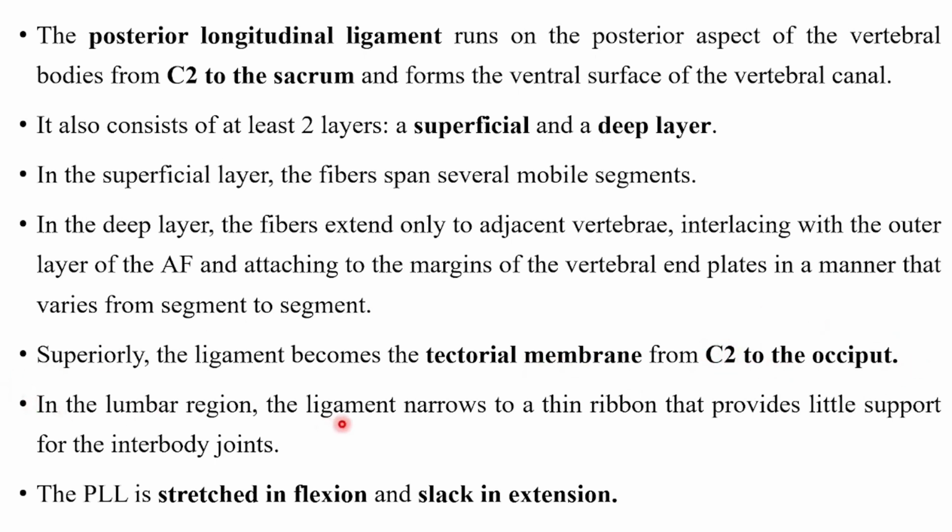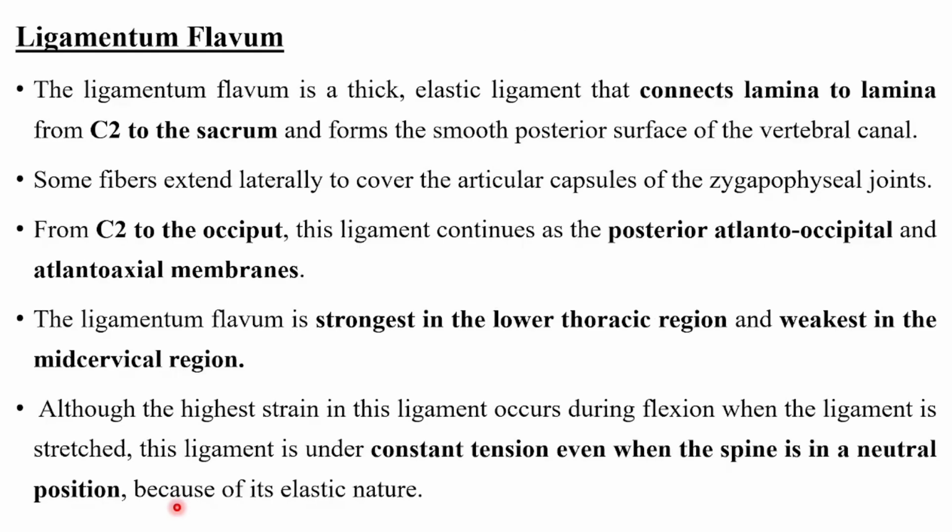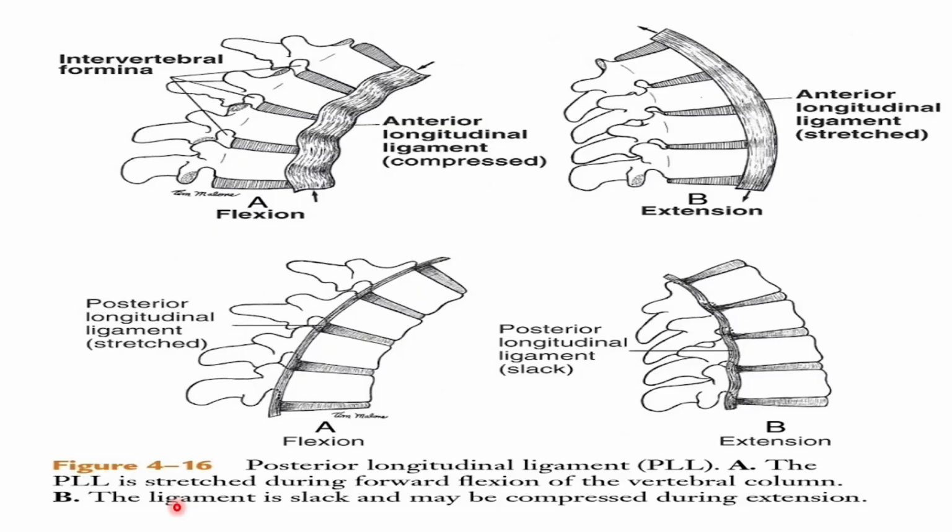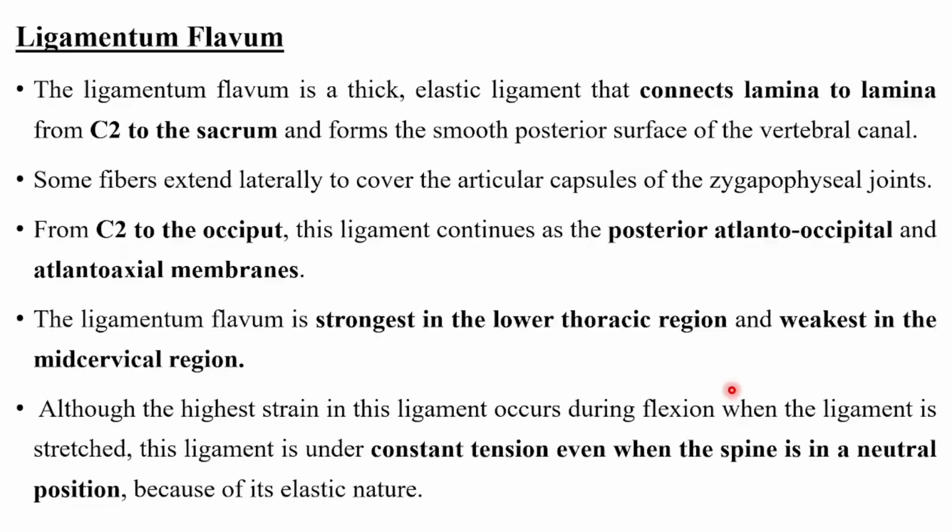In the lumbar region, this ligament narrows to a thin ribbon that provides little support for the interbody joints. The posterior longitudinal ligament is stretched in flexion and slack in extension. So in this diagram, you can see here, during flexion, the posterior longitudinal ligament along with the other ligaments will be getting stretched, and during extension, this posterior longitudinal ligament will be getting slack.